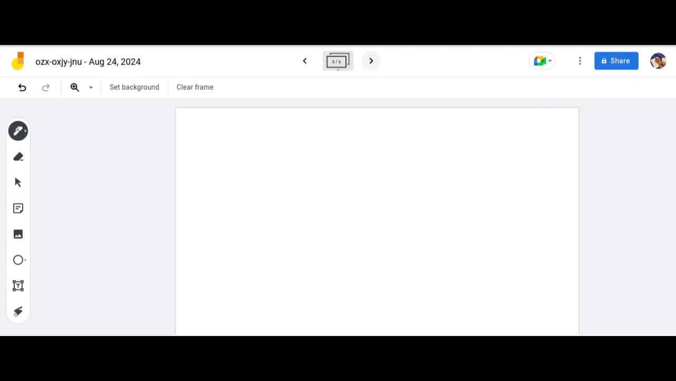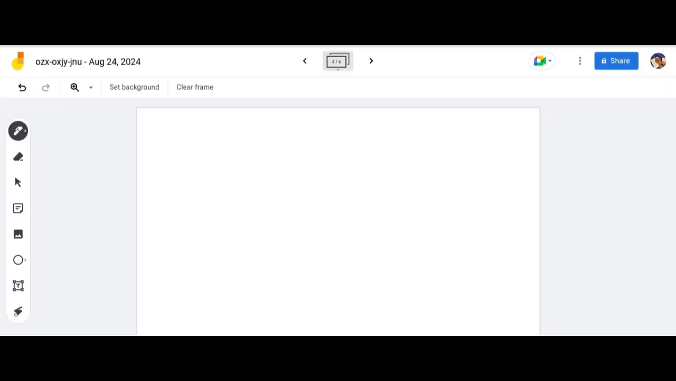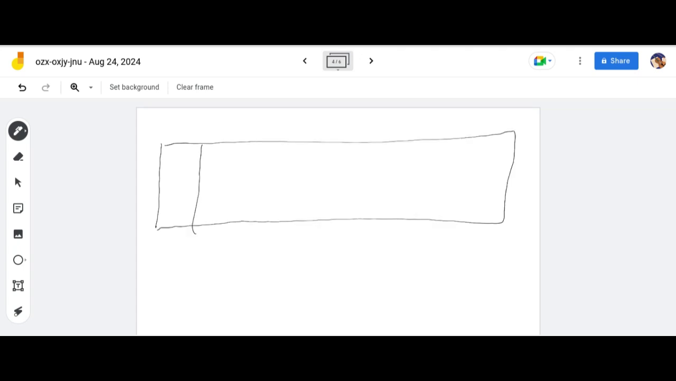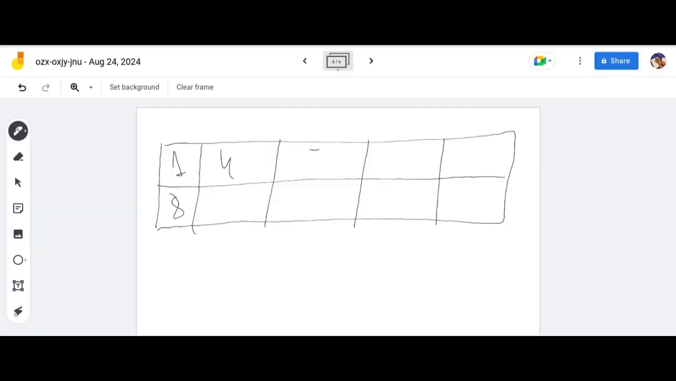Now we will have to move to the next question. In the next question, they are asking about parts of red pigment, which are 1, 4, 7, 12 and 20, and parts of base. For the first part of pigment, they have 8 parts of base. We have to find the others. So according to the table, if I draw that table here, the first pigment is 1 and the parts is 8, and the others are 4, 7, 12 and 20, which I have to find.